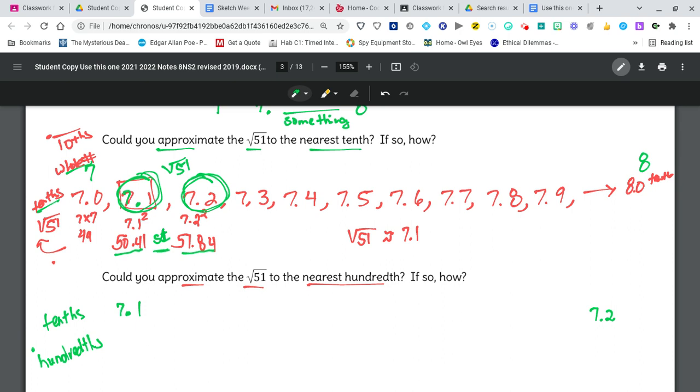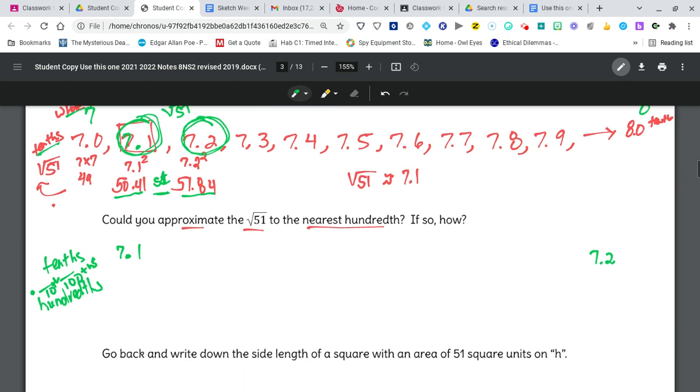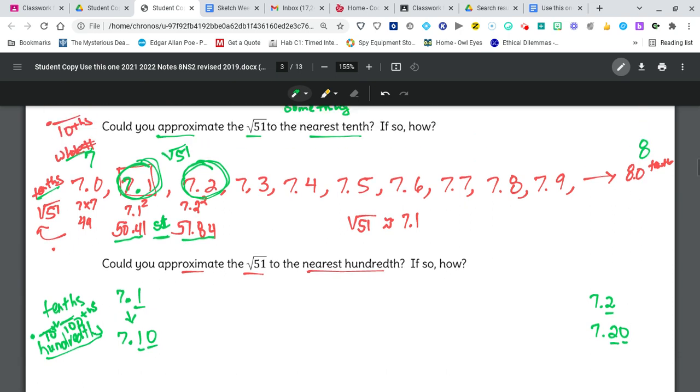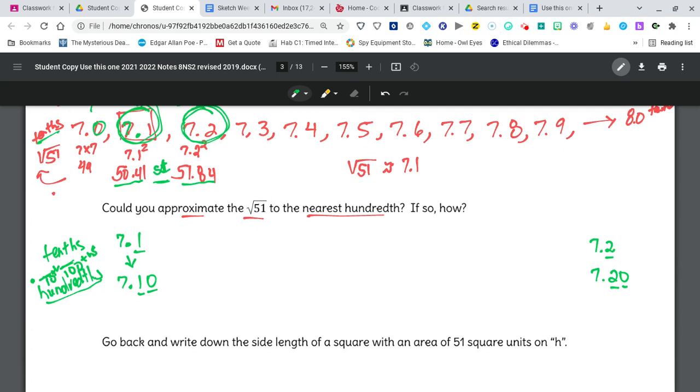Well, hundredths is not one place after the decimal, but 2. So here I have one number after the decimal. When I get down here, I'm just going to add a 0. So now I have 2 places. 7.1 is the same as 7.10, and 7.2 is the same as 7.20, but they're in terms of hundredths because there are 2 places after the decimal now. Just like I took the whole number and added a 0 to get the tenths, I'm going to take the tenths and add a 0 to get to hundredths.